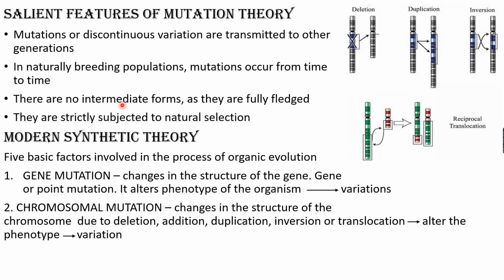But when the mutation occurs, there are no intermediate forms. For example, if there is white color and black color, and that particular color is fully flourished, more in number, there is no intermediate color in between. Like this in mutation theory, the changes occur. They are strictly subjected to natural selection. So mutation leads to variation, and if the changes or variations are selected by natural selection, it means the number will increase, right? Now, mutation theory we said.